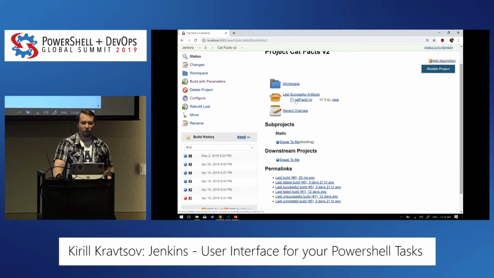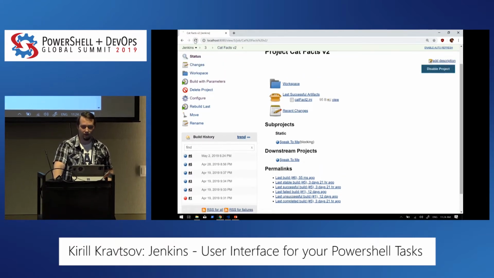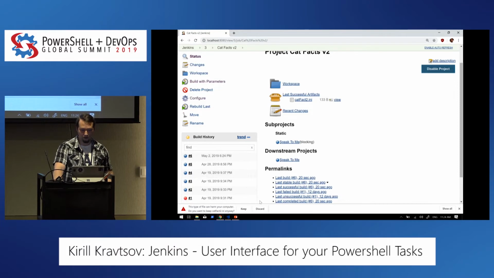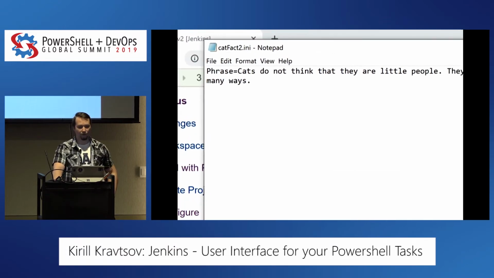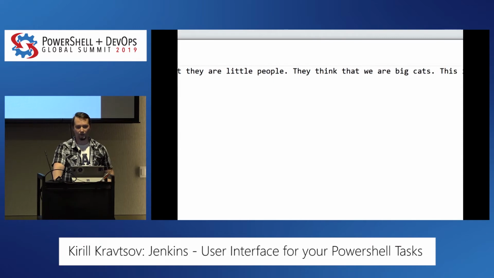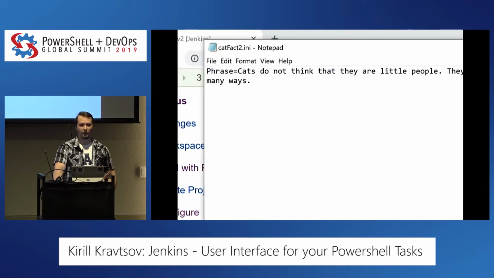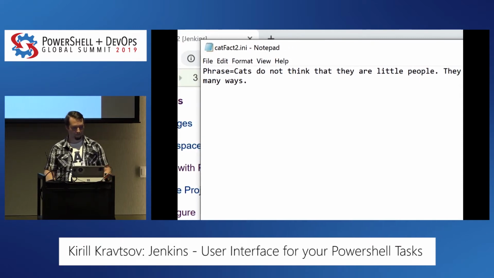So this is our artifacts here. If I refresh the page, you can see last successful artifact. And this is our INI file. If you open it, of course, with a notepad, you see that there is a phrase equals, and then a large string. So this is how you pass the parameter inside a file.